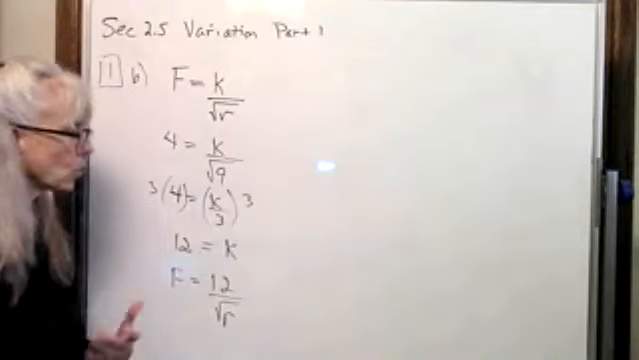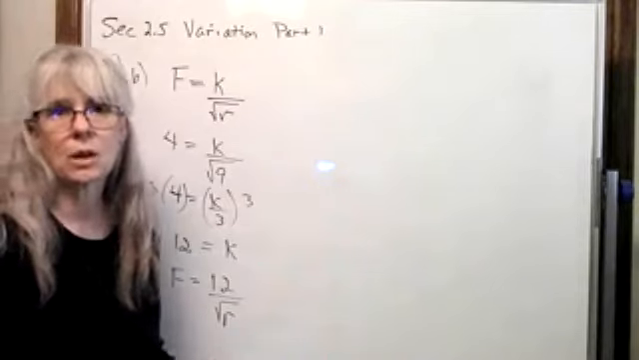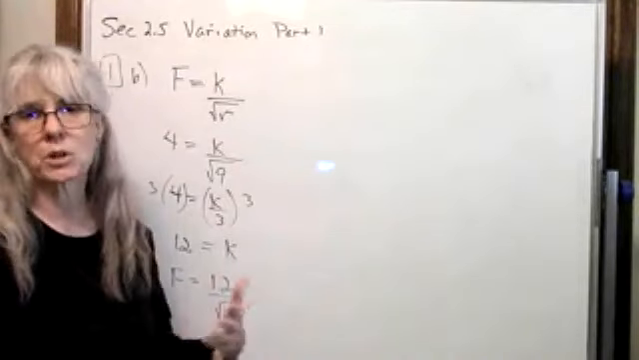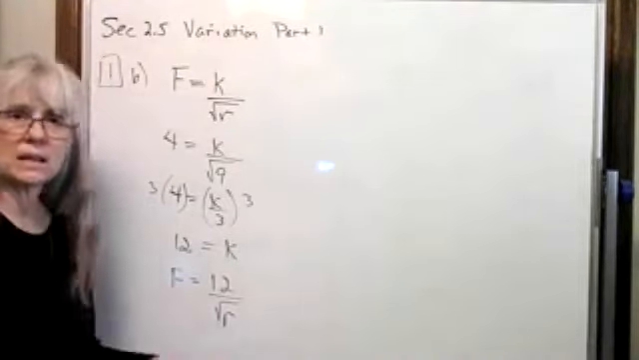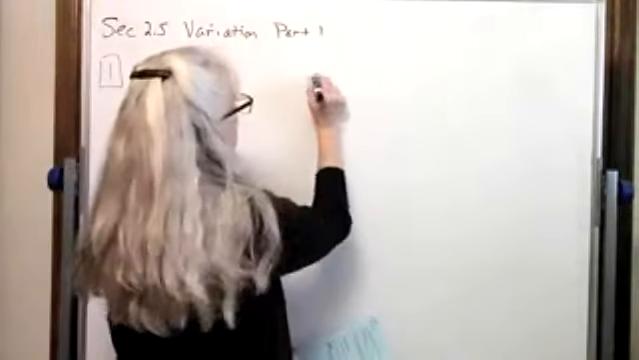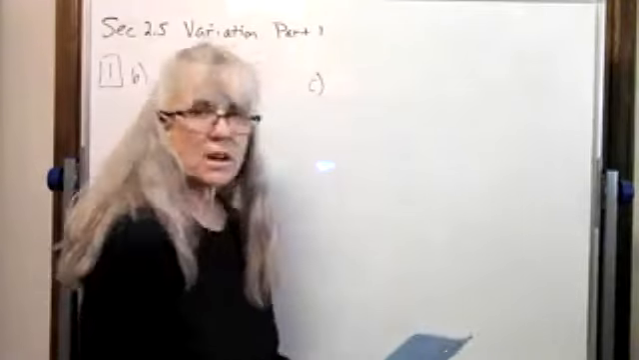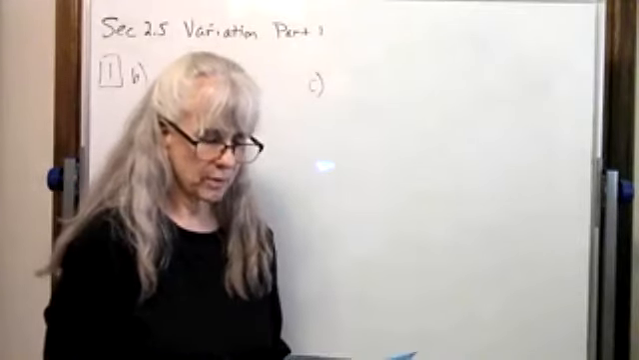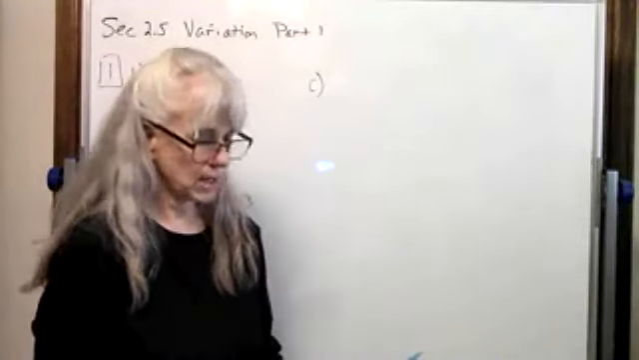These problems work really well in terms of physics and chemistry as you relate different things together, pressure and temperature, or speed and distance, those kinds of things. Part C on that problem tells us that t varies jointly with the cube root of x and the square of d. So t varies jointly.